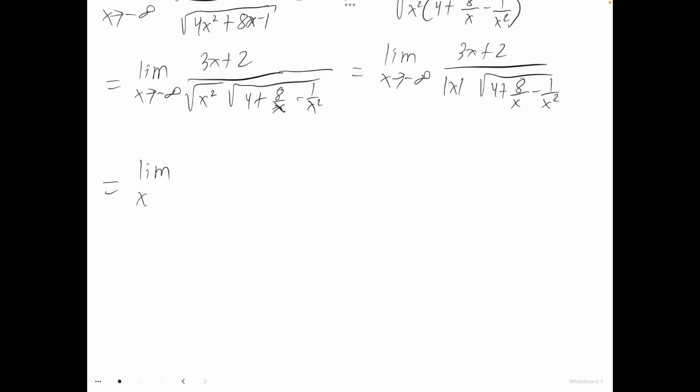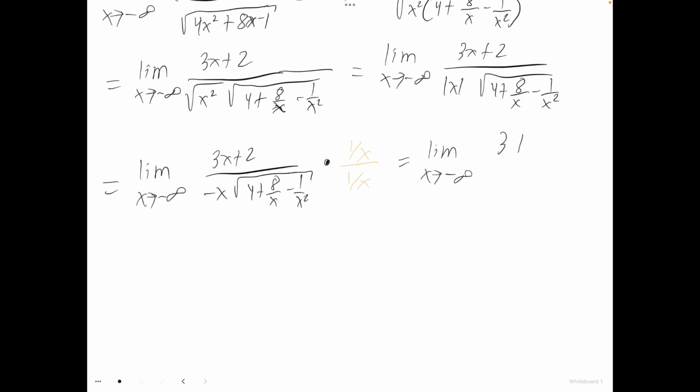So this becomes the limit as x goes to negative infinity of 3x plus 2 divided by negative x times the square root of 4 plus 8 over x minus 1 over x squared. Now we're going to do the same trick as before. We're multiplying the top and the bottom by 1 over x. And so this becomes the limit as x goes to negative infinity of 3 plus 2 over x divided by negative square root of 4 plus 8 over x minus 1 over x squared.